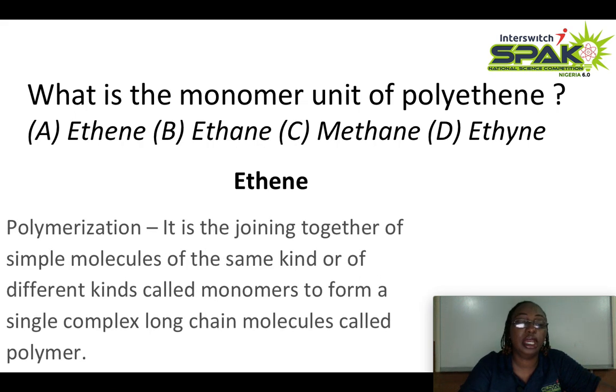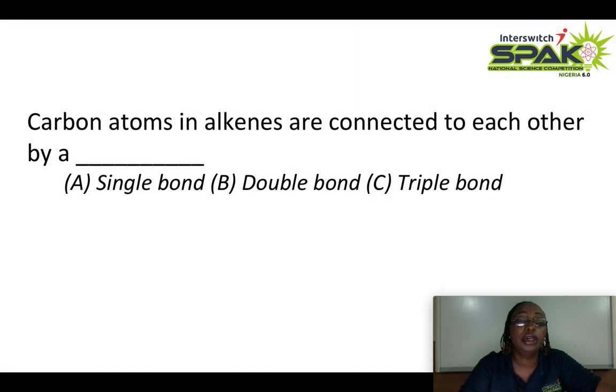Polymerization is the joining together of simple molecules of the same kind or of different kinds, called monomers, to form a single complex long-chain molecule called a polymer. We have two types of polymerization: addition polymerization and condensation polymerization. Carbon atoms in alkenes are connected to each other by, so straightforward, the answer is double bond. They are connected to each other by a double bond.